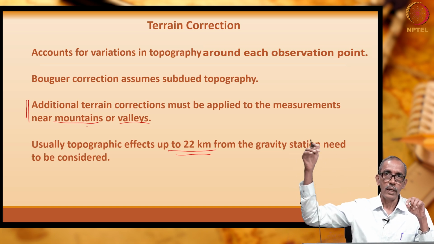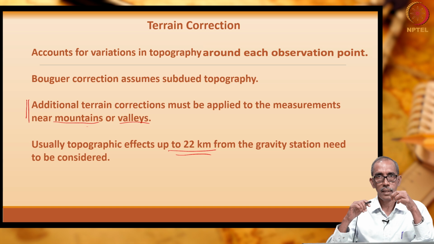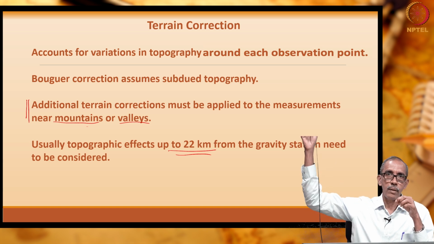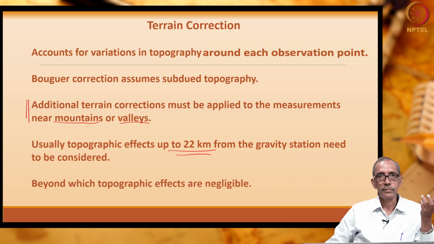There will be an impact of that hill on the gravity reading which we are going to take. That means the mass in our gravimeter is going to be attracted by the hill which is at 20 kilometers, which has to be also corrected for. That is what is known as terrain correction.